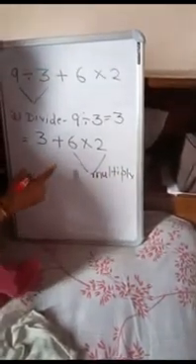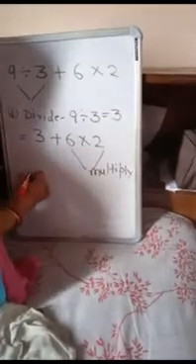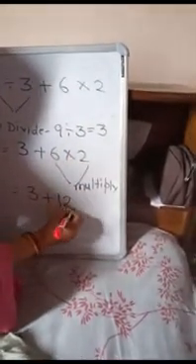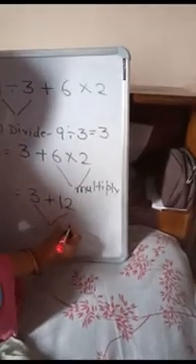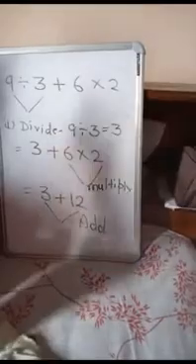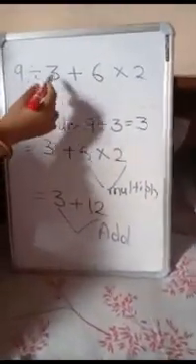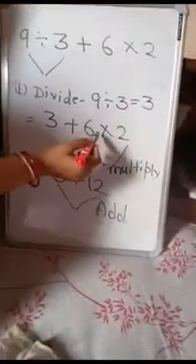So here we will do multiplication: 6 2s are 12. Then add. At last you have to do addition. Firstly you have to do division. Divide: 9 divided by 3 is 3. 3 plus 6 into 2.